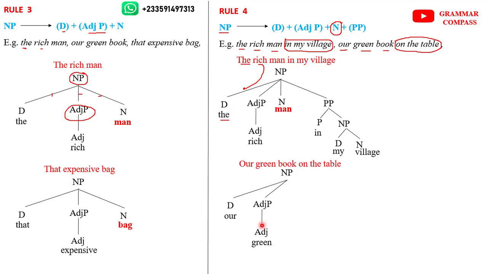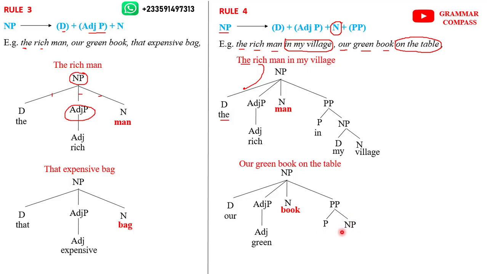And the adjective phrase, we have just one adjective. So we write ADJ to represent the adjective, then we write green. Now we move on to the head word. What is the head word in the phrase? That is the noun, book. Then the prepositional phrase. Can you draw the structure for the prepositional phrase? The prepositional phrase is going to give us what? A preposition and a noun phrase. That is what we have here.